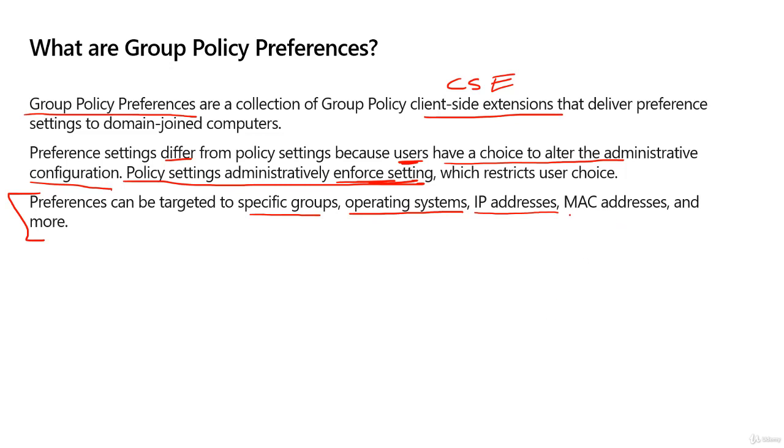You could even filter based on MAC address, although that's not extremely common. And there are many other things. We have about 20 or so settings you could actually filter on. And they call this item level targeting. Really, it's just a big filter is what it actually is.